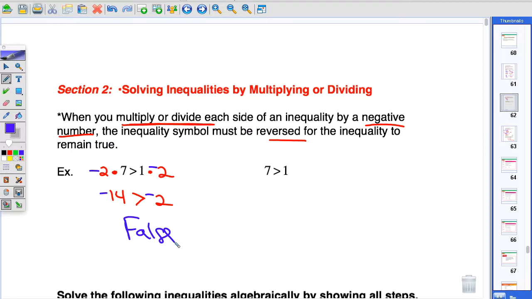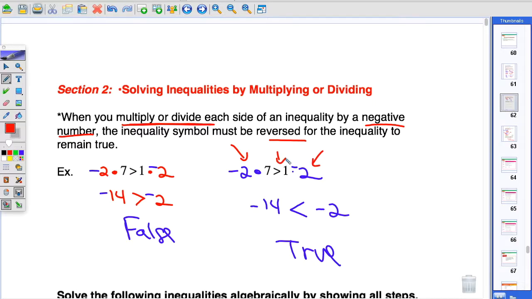But if we do this problem again and we multiply both sides by -2, so I'm left with -14, but this time flip your sign, so reverse it. It's pointing to the right, flip it so it's pointing to the left, -2. Is -14 less than -2? That is true. So you need to make sure that whenever you're multiplying by a negative, you have to flip the inequality symbol. That means you have to flip the inequality so it's going the opposite direction.